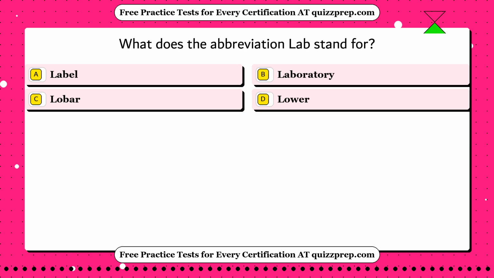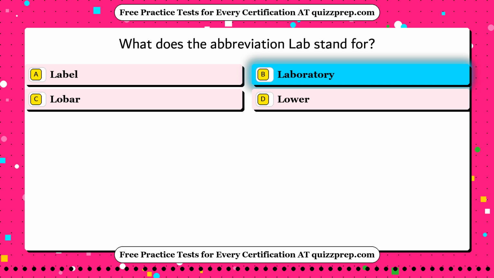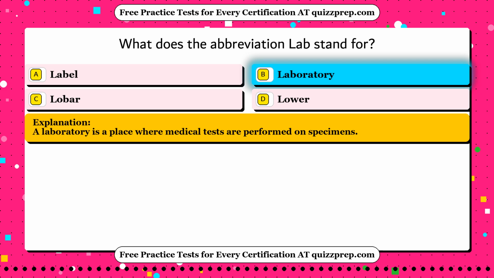Question 58. What does the abbreviation lab stand for? Option A, label. Option B, laboratory. Option C, lober. Option D, lower. The correct answer is option B, laboratory. A laboratory is a place where medical tests are performed on specimens.